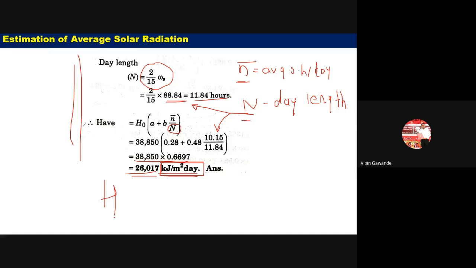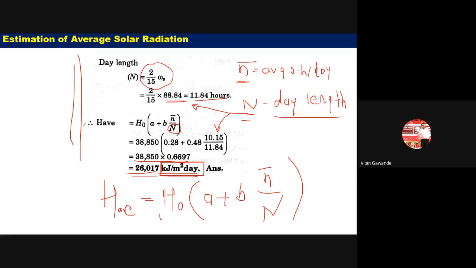So for the pan, you have to remember one formula: H average is equal to H0, then this is A, and this is B. This is the N bar, meaning average sunshine hours per day, and this is N, the daylight hours. So this is one formula for H0. These are given, A and B. Either the total ratio is given or only one value is given in the problem.